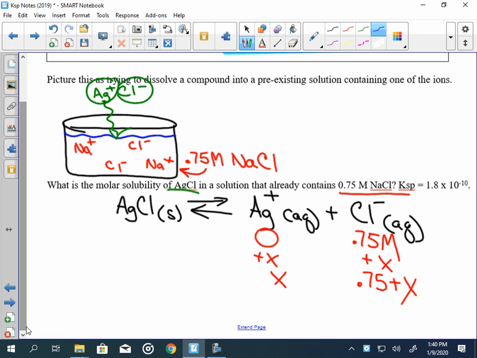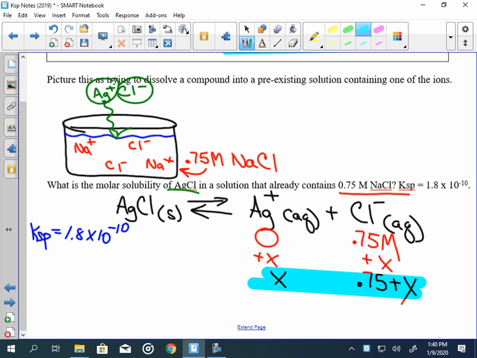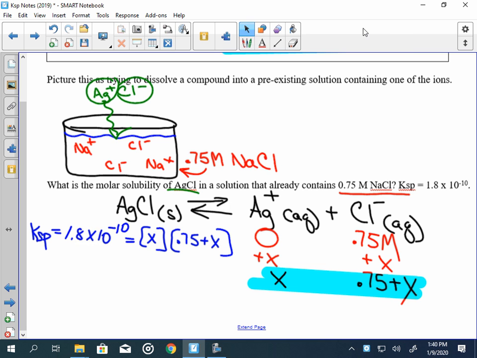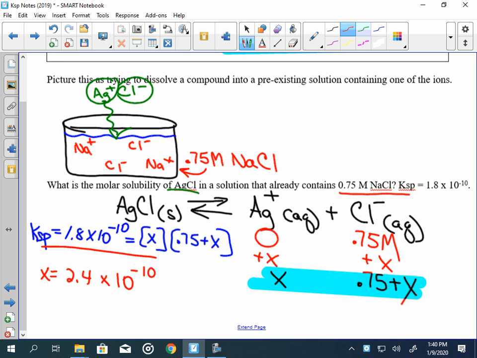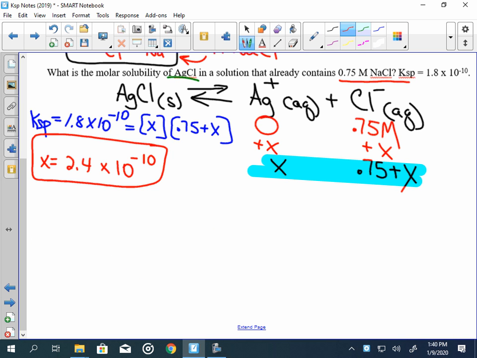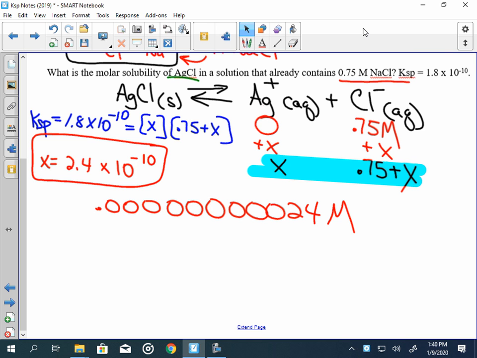It's easy enough. The Ksp value is listed at 1.8 times 10 to the minus 10. And we know that Ksp, the equilibrium constant, is all about the equilibrium line. Not a problem. So that is going to be equal to X times 0.75 plus X. When I did the math on that, I got X is equal to 2.4 times 10 to the minus 10. You do not need to write this down, but what does that number look like? 9 zeros and then 24.